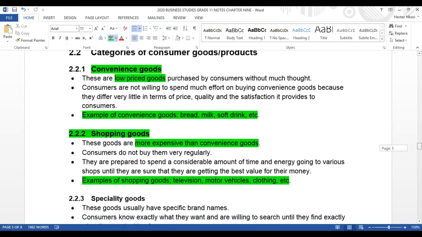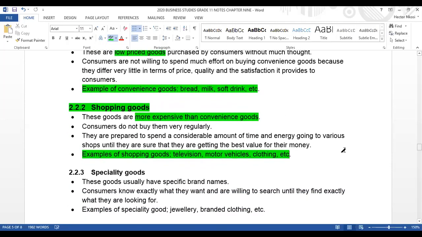Let's look at the third component of our consumer goods, which is specialty goods. Now, what is a specialty good? These goods usually have a specific brand name. Meaning if something has a brand name, you can only get it in that brand. You can't get it somewhere else. So consumers know exactly what they want and are willing to search until they find exactly what they are looking for. The examples of specialty goods are your jewelry and your branded clothing.